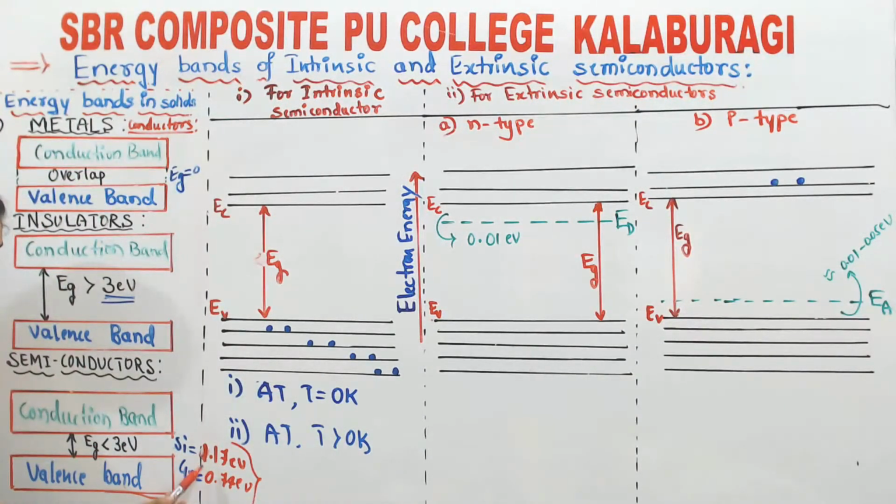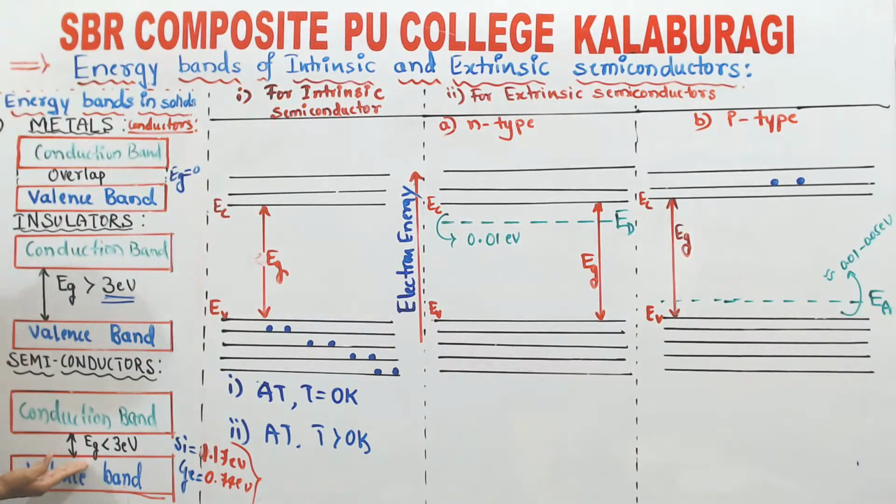So if we are able to give this much energy to the valence electrons, they can easily excite to the conduction band and conduct. Here the energy gap is much less than 3 electron volt, so a small amount of excitation energy is enough to see the conduction in the semiconductor. So this is what happens with the semiconductor.